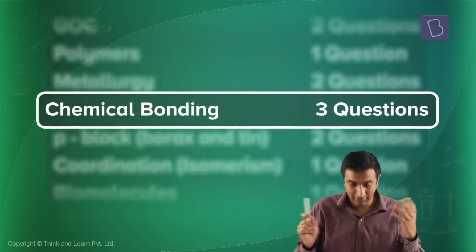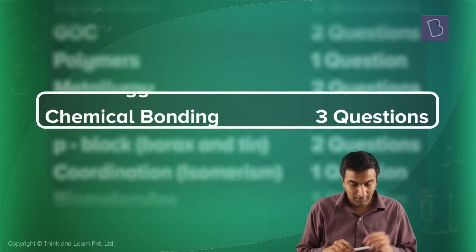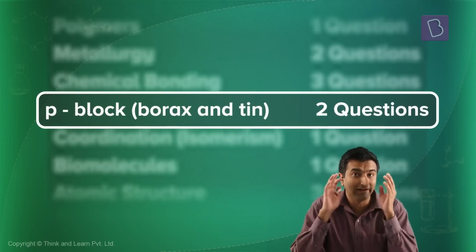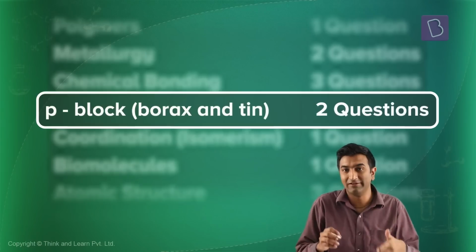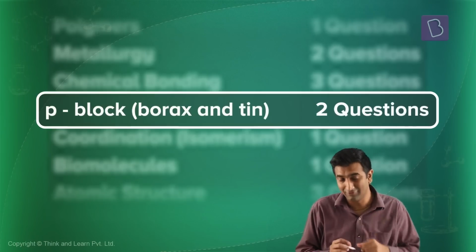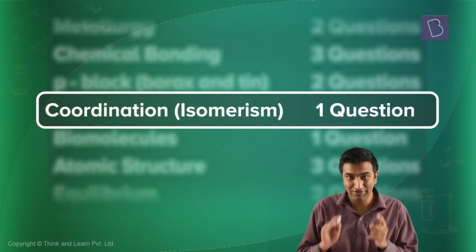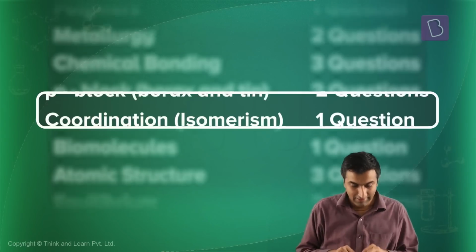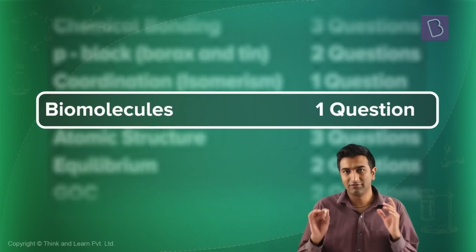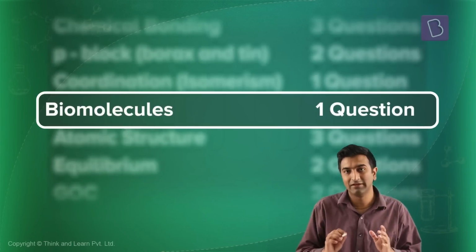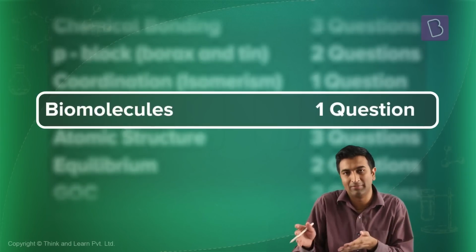And chemical bonding had a lot of questions. There were 3 of them. P block, there was a question on borax again and again. It's been happening every year and happened this year too. We've told you this in our video. And also a question on tin. Coordination chemistry, again, a question on isomerism, which we solved. Biomolecules, also one of the questions that has been asked. Again, this is something that's been happening every year.